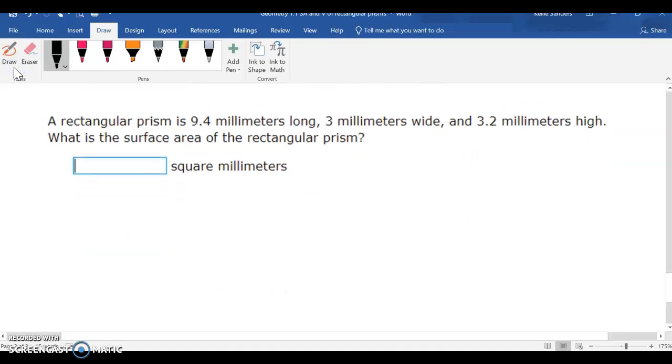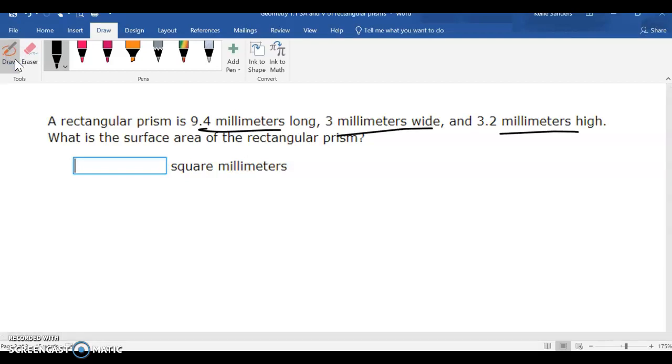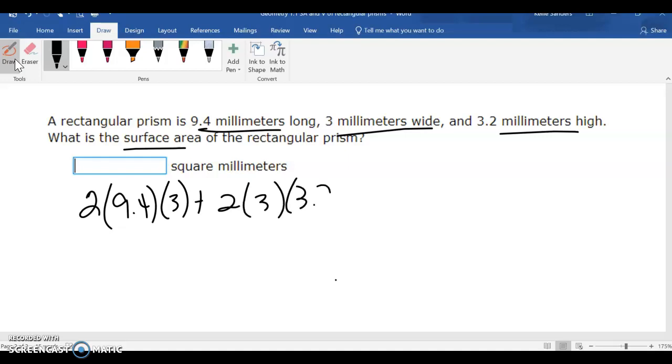A rectangular prism is this and this and this. What's the surface area? So 2 times 9.4 times 3, 2 times 3 times 3.2, 2 times 9.4 times 2. $135.76.